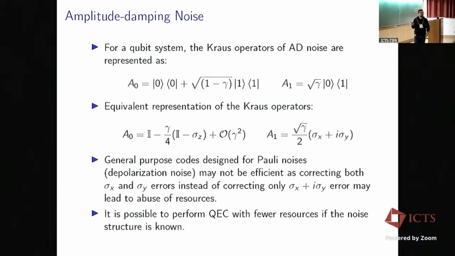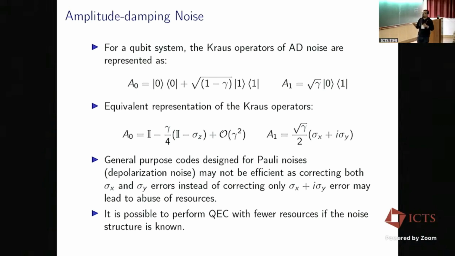If you look at the Kraus operator representation, you can see there are two Kraus operators, A0 and A1. A0 is basically, if the state is in 0 state, it will not do anything. And if it is in 1 state, with probability 1 minus gamma, it will remain in 1. But with probability gamma, the state will come from 1 to 0.